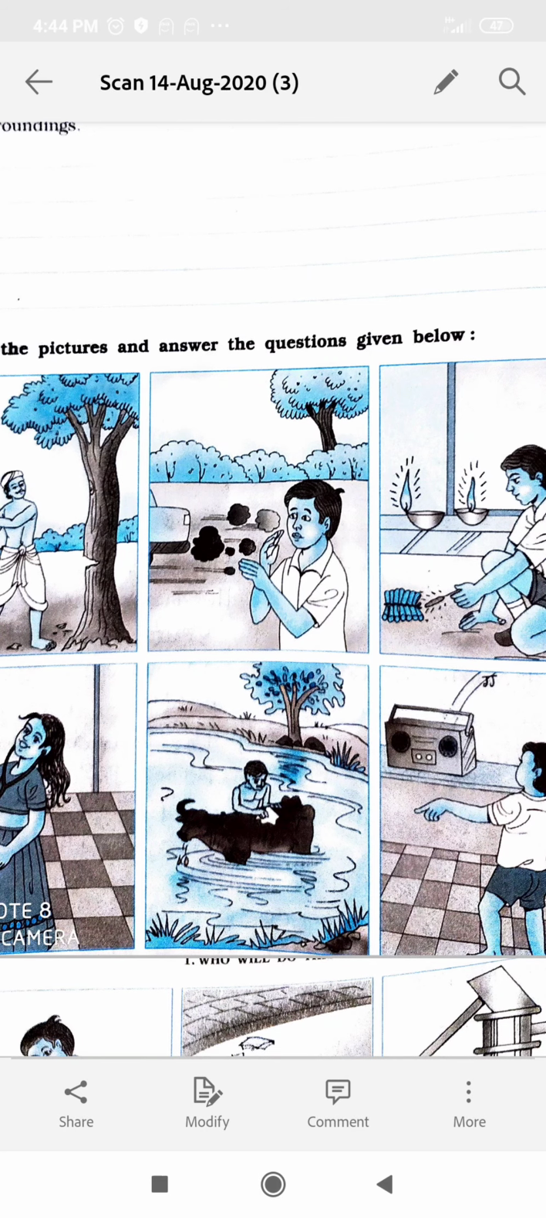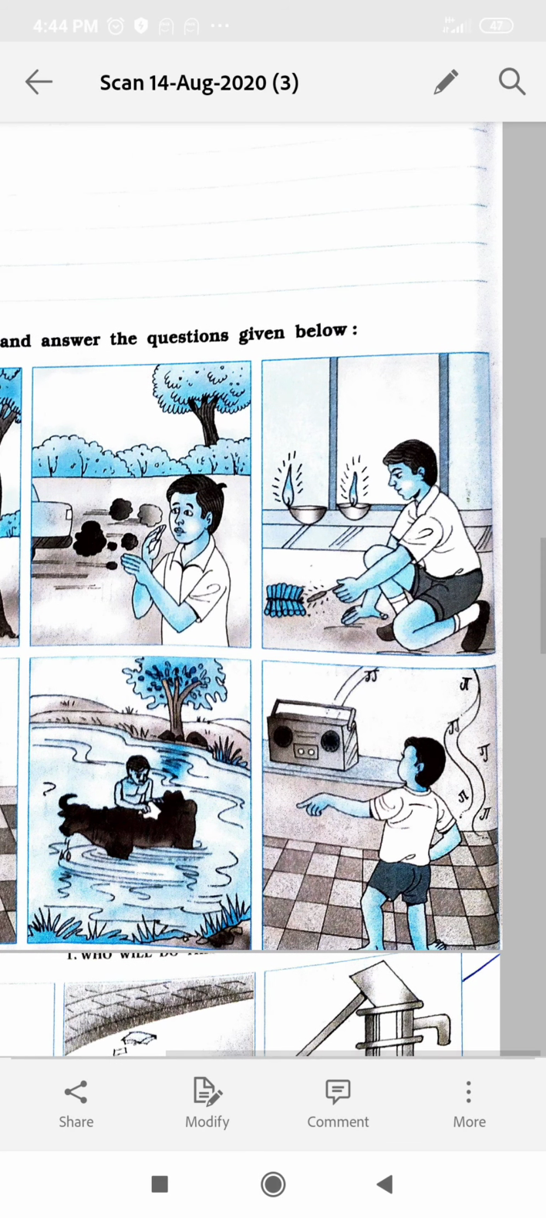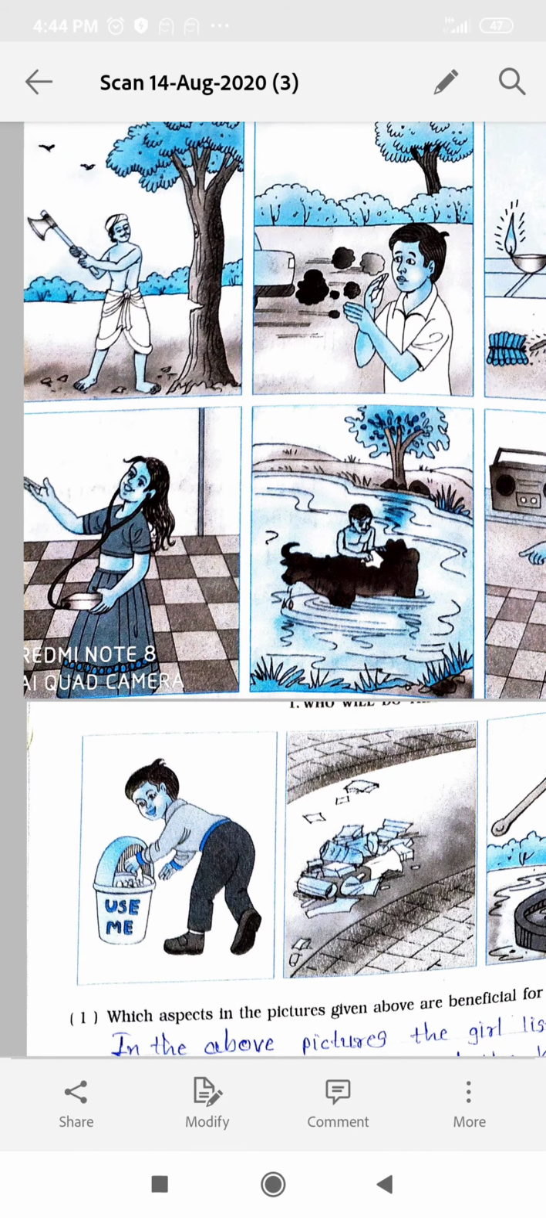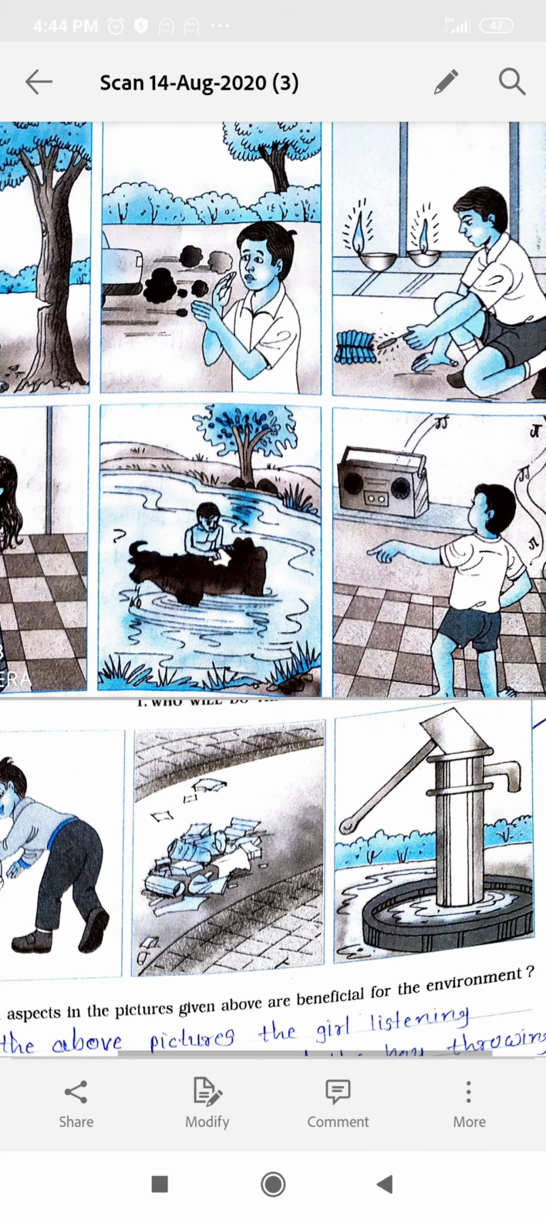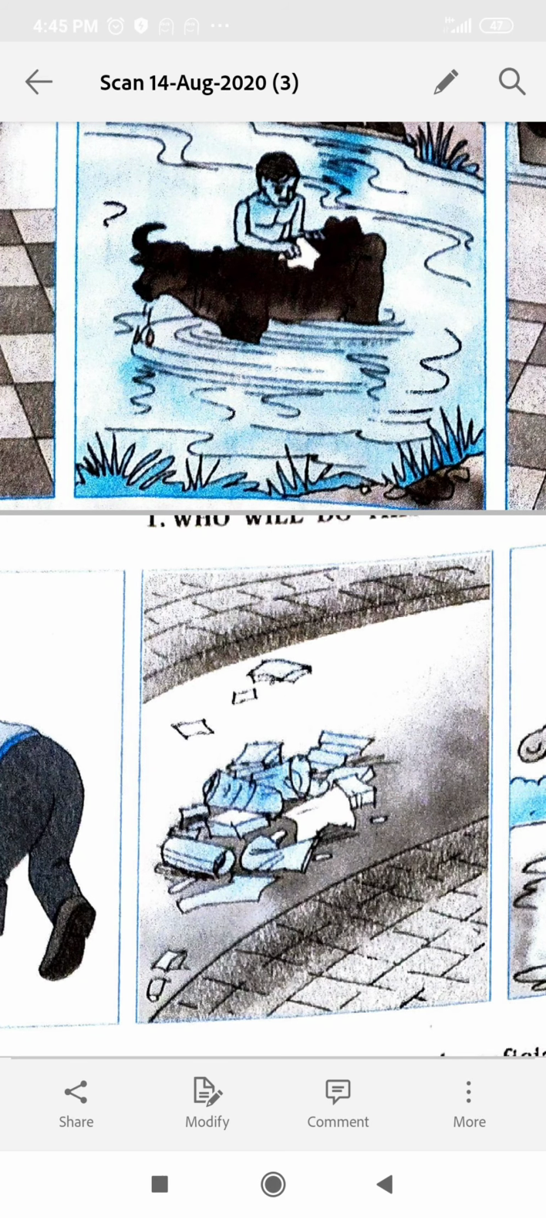Okay, in the sixth picture, what can you see? The sixth picture, the boy is playing music at high volume. Okay, and next, seventh picture, the boy is throwing garbage in the dustbin. This is a good habit. Next, in the 8th picture, someone is throwing garbage on the road. You can see garbage on the road.